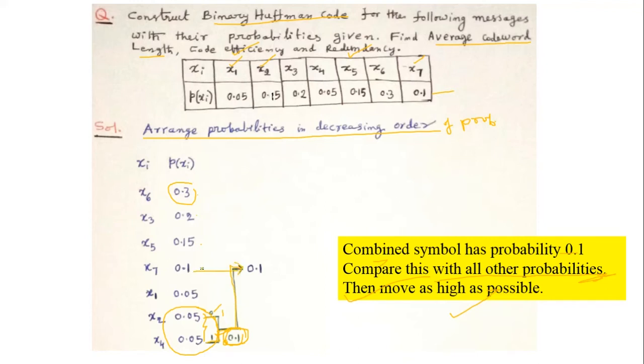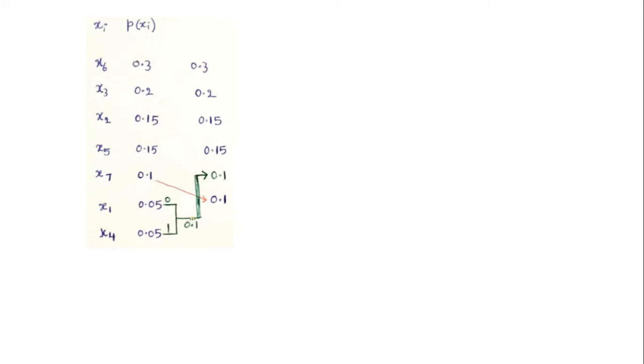0.1 is moved to this position because both are equal, no problem, but we will push this symbol down in the next step, because we cannot move this symbol above 0.15 as it is greater than 0.1. After moving this new symbol here, the corresponding symbol we will push down. This symbol will be as it is, 0.2 will be in the same position, 0.3 will be in the same position.